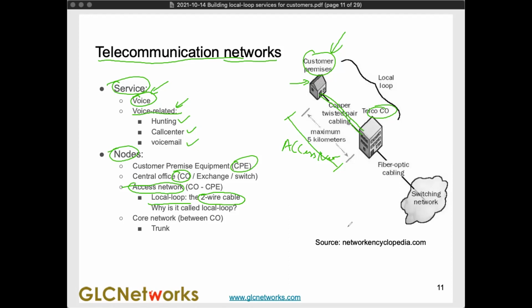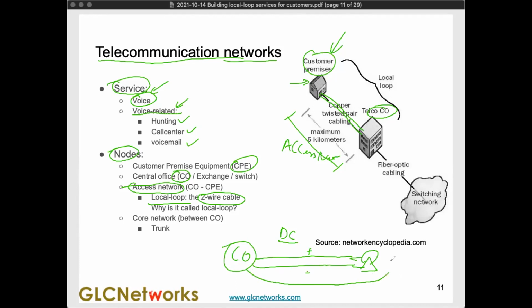So why is it called local loop? Because here you have a central office, and then there will be two wires using DC electricity. DC means direct current. And then this is your telephone. Only 2 wires are enough: one is plus, one is minus. So why is it called a loop? Because this is like a loop.